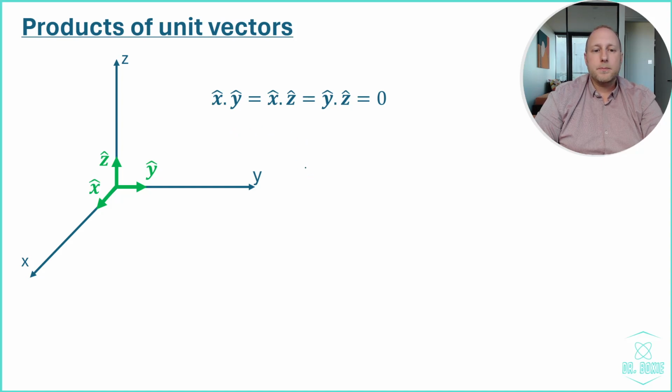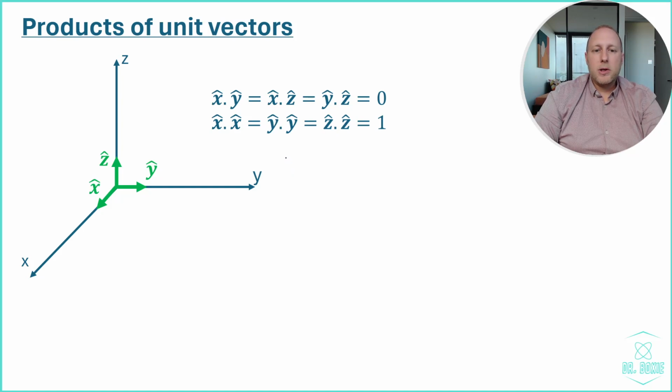are all 0. Remember also that the dot product of a vector with itself is the square of its length, but the length of all of those unit vectors is by definition 1, meaning that x hat dot x hat is 1, and similarly for y hat and for z hat. So this is what we need for the dot product.